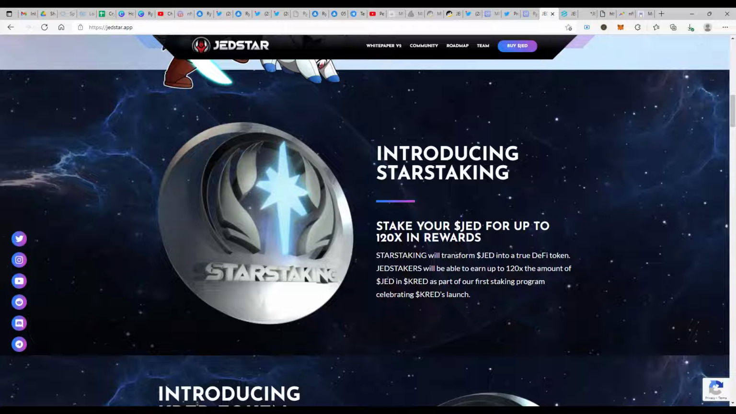Now, let me put things in perspective over here. Yes, we do have rewards of 120 times that would be given out to you in terms of CRED. But as they have quoted also here, this is a part of our first staking program celebrating CRED's launch. So the 120 times option of staking will only be available for a limited time, I believe. That's my personal opinion, guys. It's the one and only option that you get for earning a huge amount of CRED by just staking your JEDSTAR tokens.